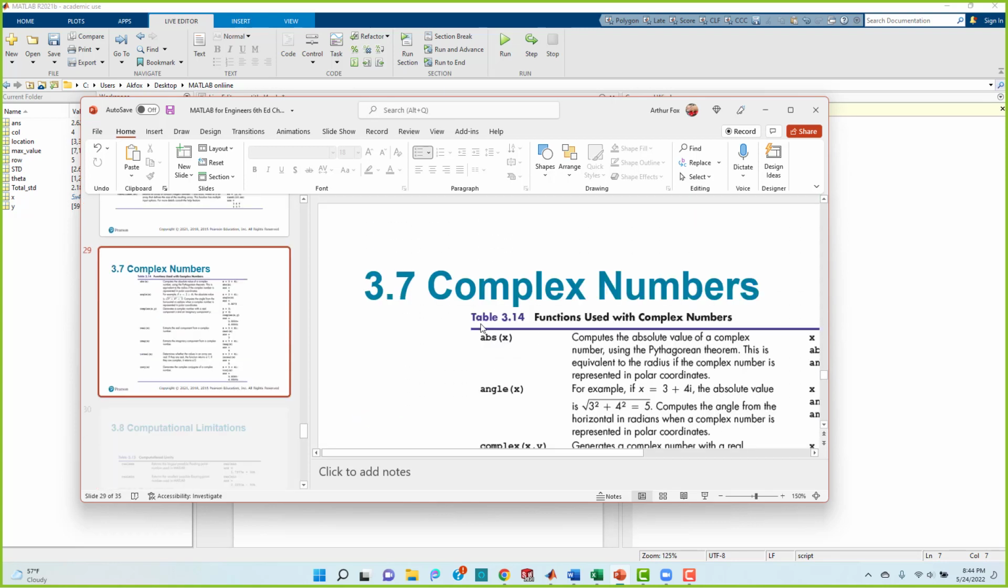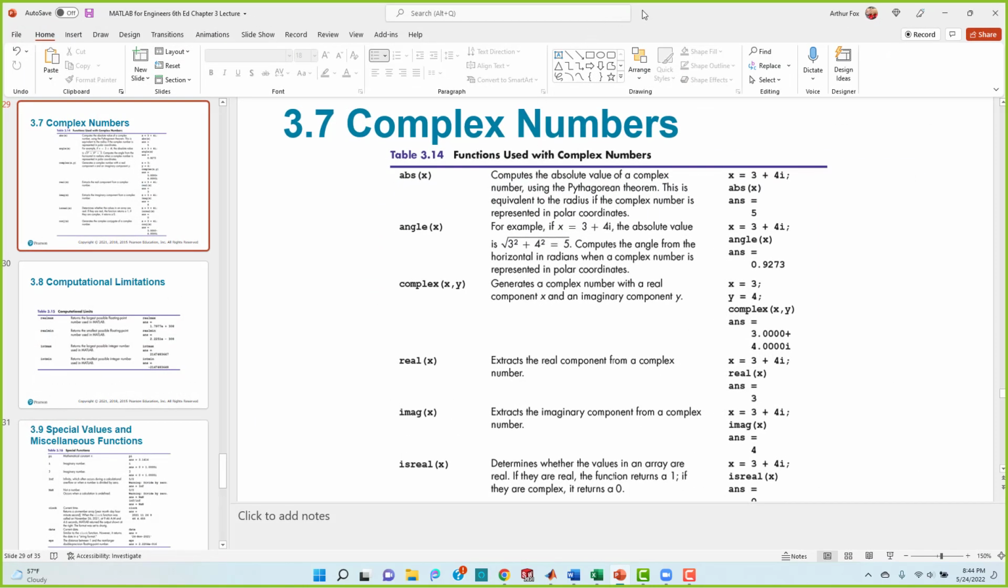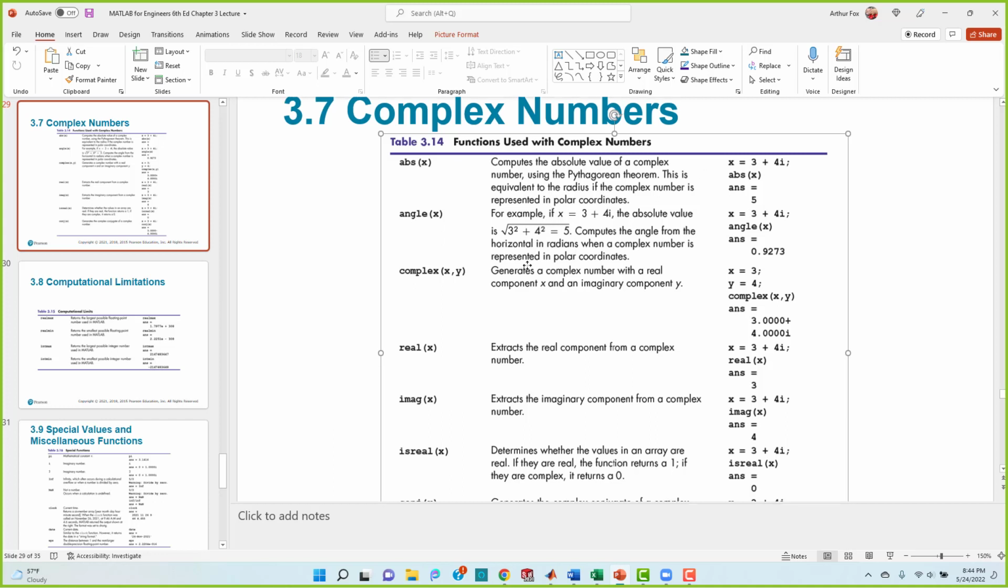Okay, complex numbers. Y'all know what complex numbers are. That's when you take a square root of a negative number, you get a complex number with a real portion and an imaginary portion. If you do the ABS on a complex number, it returns basically the radius. If you were to plot these in a polar coordinate system, ABS would give you the radius, where angle would give you the angle for the polar coordinates.